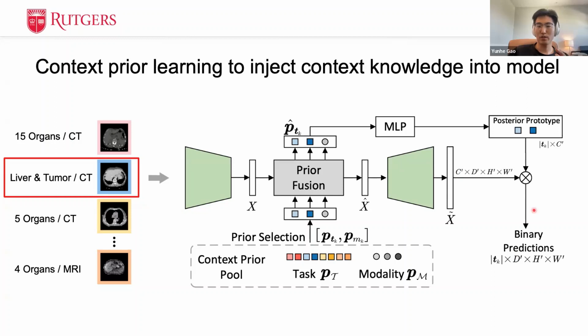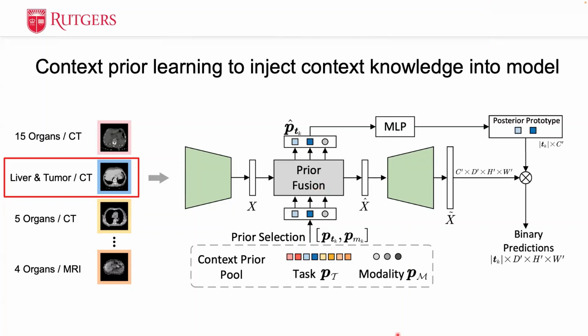And the reason we use binary prediction here instead of softmax multi-class segmentation is because the number of categories in different datasets are different. So we cannot simply use a softmax. So we treat every target, every organ or tumor or every object, as a binary segmentation task. And also to boost the performance, we implement the prior fusion in multi-scales, not only in the lowest resolution of the backbone. So far, that is the method details. Any questions regarding this method?